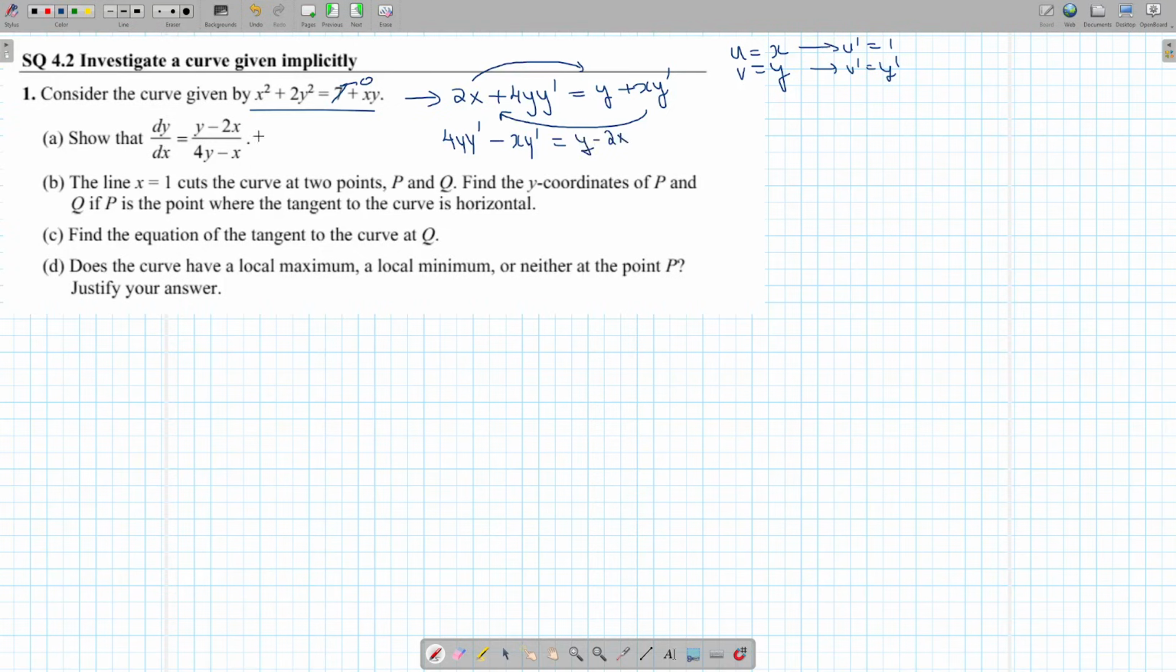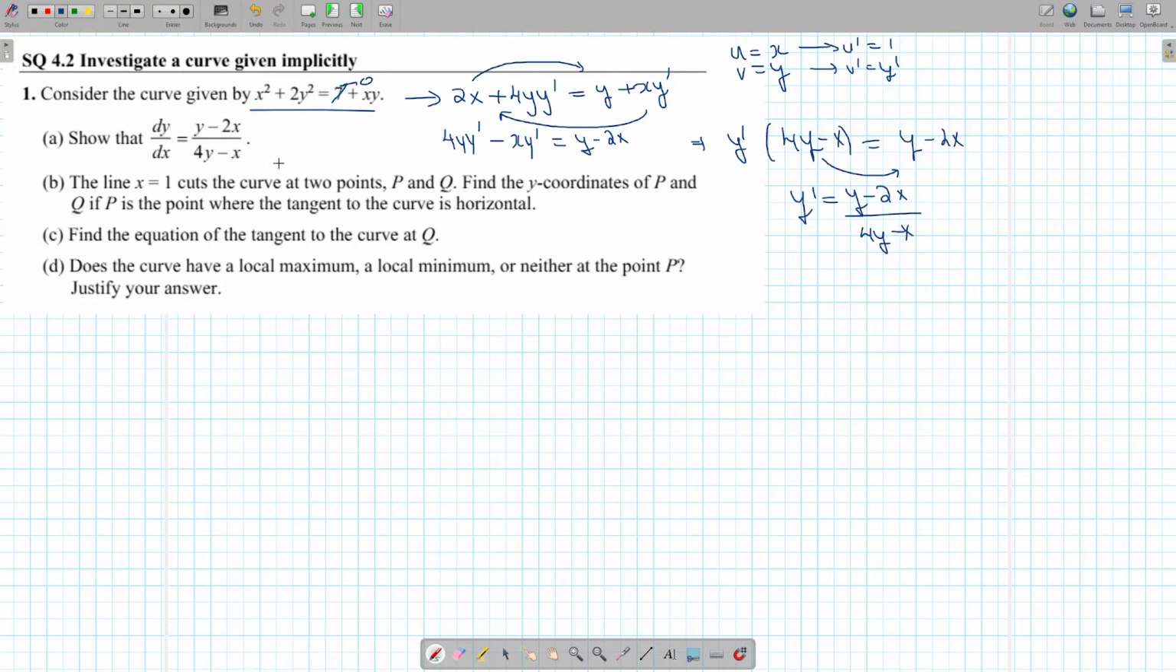Okay, now I want an expression for y prime. So easy. You can simply factor out the y prime. It comes out to y prime times 4y minus x equals y minus 2x. Take it to the other side. You're now going to find an expression for y prime, which is y minus 2x over 4y minus x.